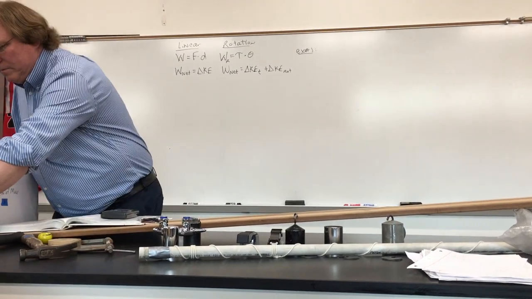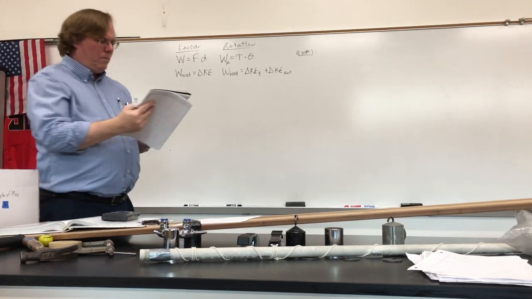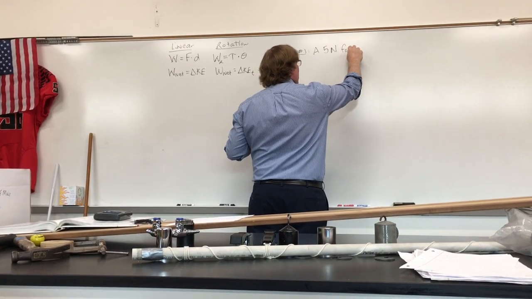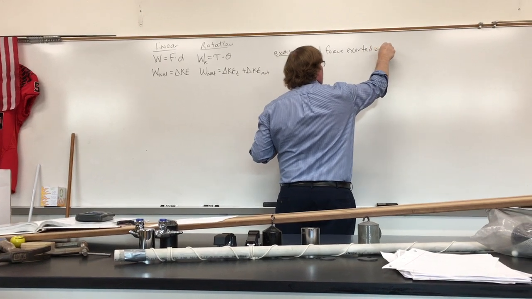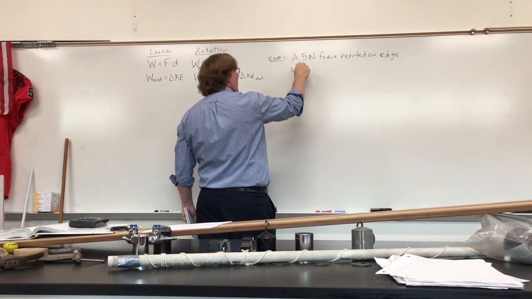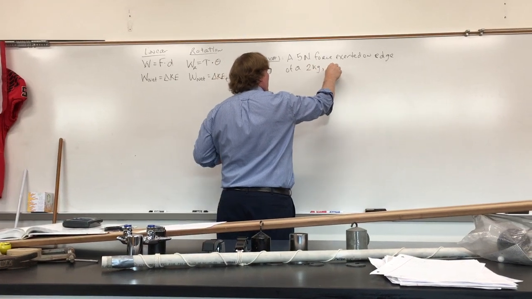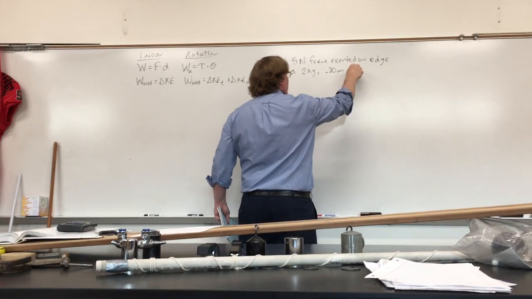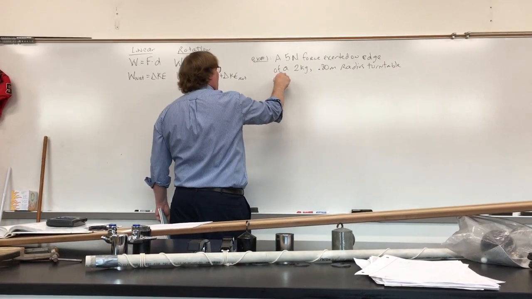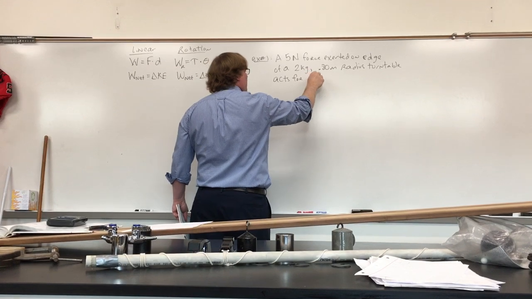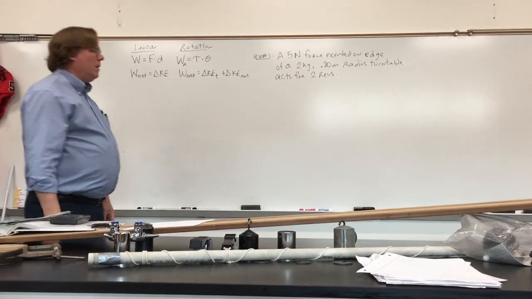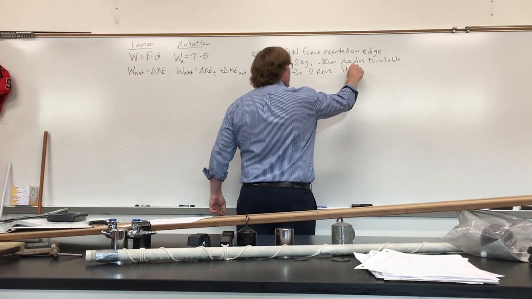Here comes example number 1. A 5 Newton force exerted on the edge of a 2 kilogram, 0.80 meter radius turntable acts for 2 revolutions, and it starts from rest.